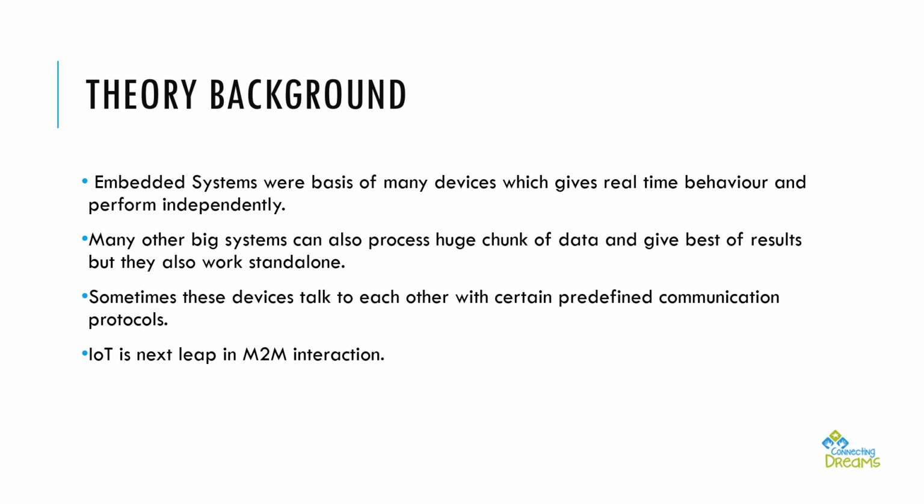Embedded systems were the basis of many devices which give real-time behavior and performance independently. Many of the big systems can also process huge chunks of data and give the best of results, but they also work standalone. Sometimes these devices talk to each other with certain predefined communication protocols. IoT has taken it one step further, in continuation of machine-to-machine interaction over specialized communication networks, storing sensor information, analyzing data, and assisting individuals to take calculated decisions through cloud technologies.